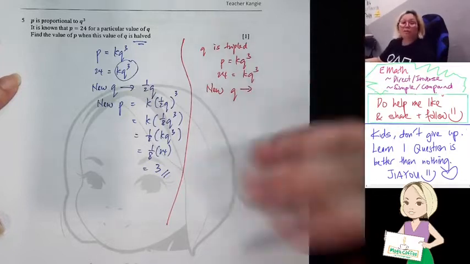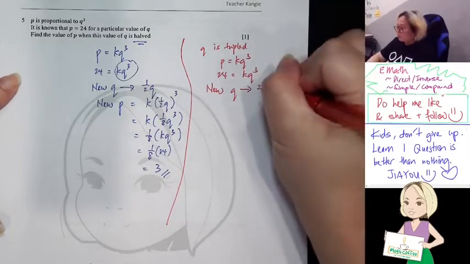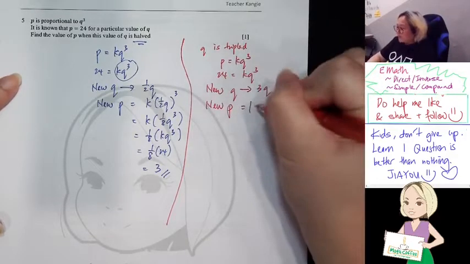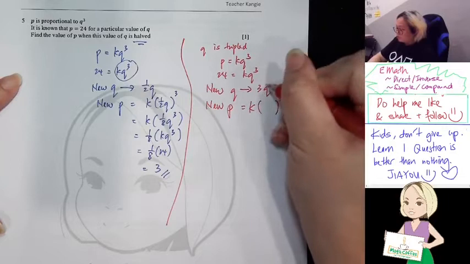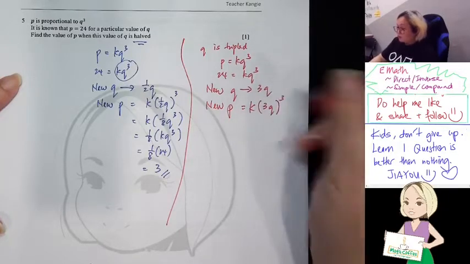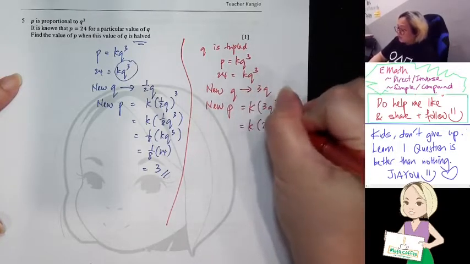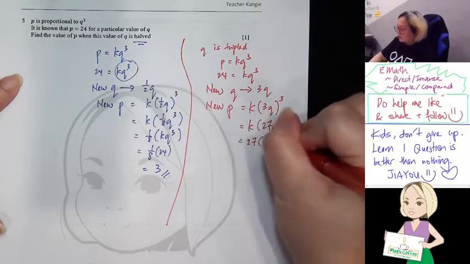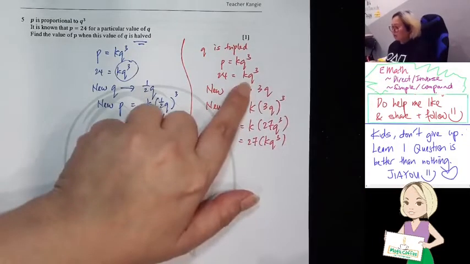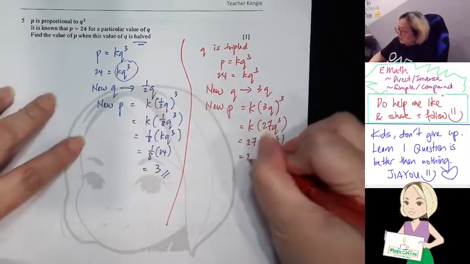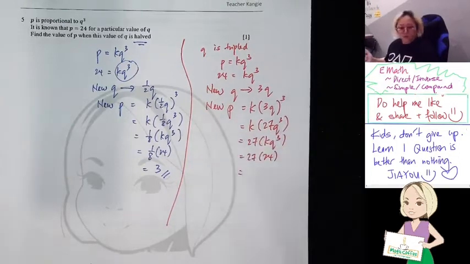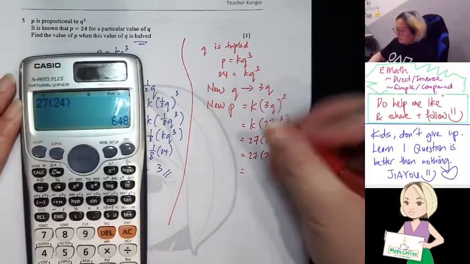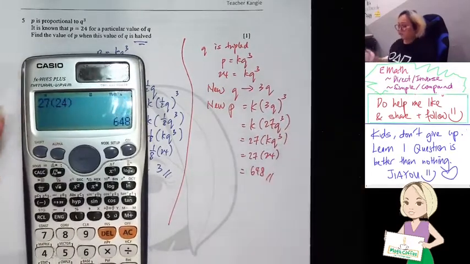Since my Q is tripled, it means times 3, so it will be 3Q. So my new P will be equal to KQ cubed. Throw this 3Q inside. 3 to the power of 3 is 27, so it's K 27Q cubed. Again, shift the number, so it's 27 times KQ cubed. And we know KQ cubed is 24, so it's 27 times 24. Then press the calculator. 27 times 24 gives us 648. Done.